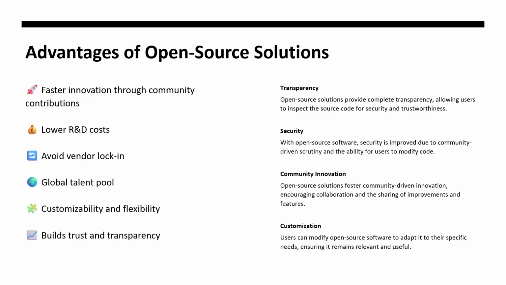Let's break that down further. Transparency. You see exactly how the software works. No black boxes, no hidden logic. Security. Community scrutiny makes vulnerabilities visible and fixable. You're not waiting for a vendor patch. Community innovation. Open source fosters collaboration. Improvements are shared, not siloed. Customization. You can tailor the software to fit your mission, your users, and your legal context.